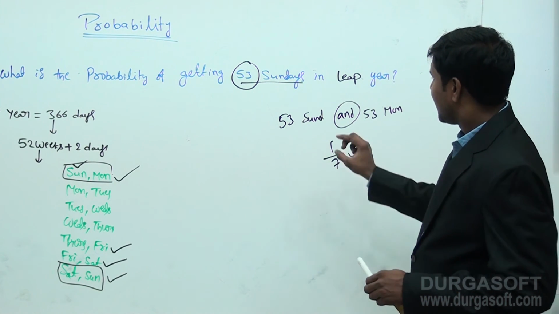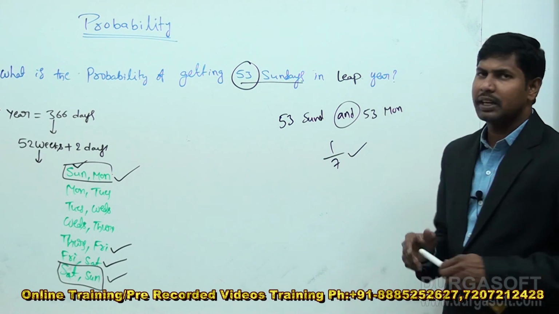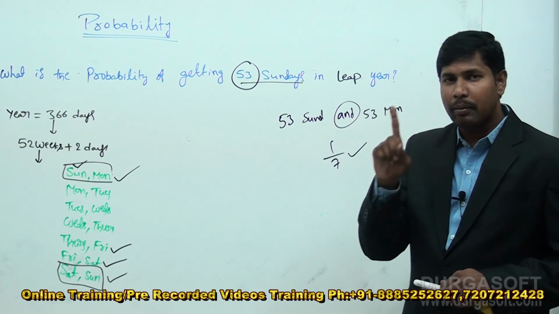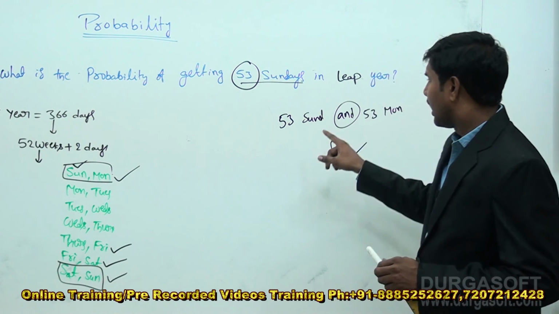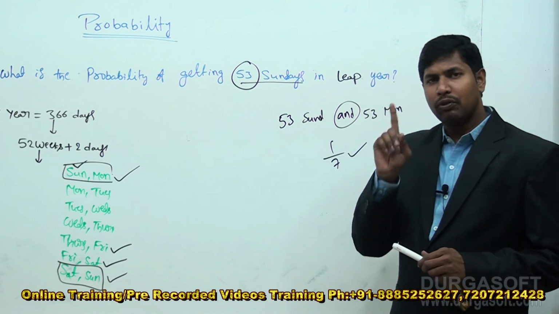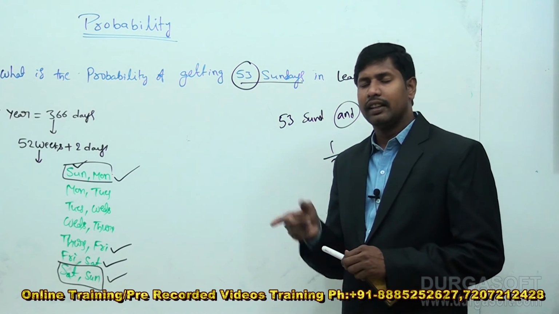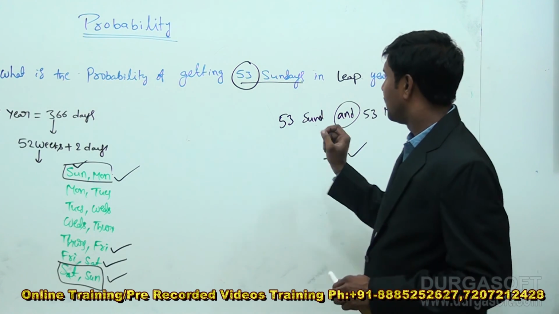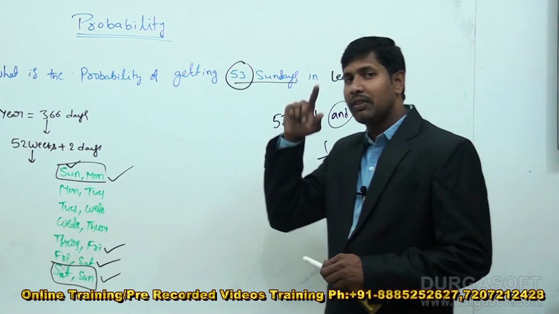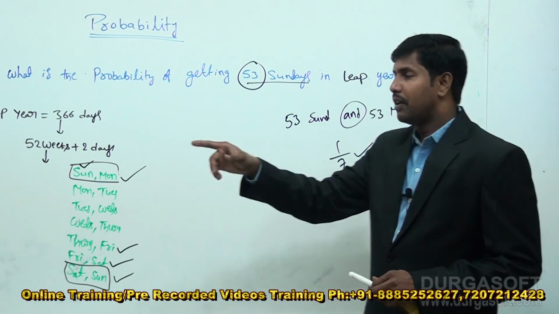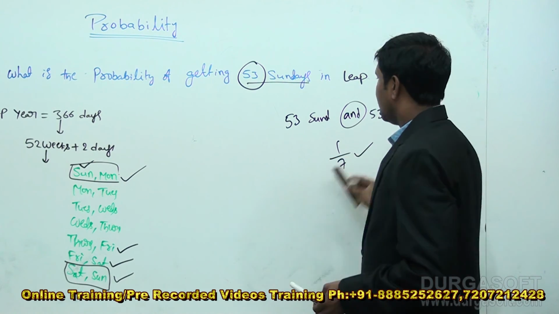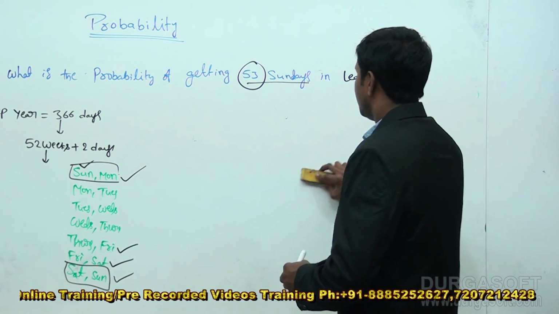Suppose I ask the same value, 53 Sundays and 53 Mondays, in a normal year, then the probability is 0. Why? You cannot get 53 Sundays and 53 Mondays at the same time, because only 1 day is left in a normal year. That's why only 1 day of the week can be expected 53 times, but not both. That's why the probability will be 0 in a normal year, whereas it is 1 by 7 in a leap year. So in this way you can calculate the required value.